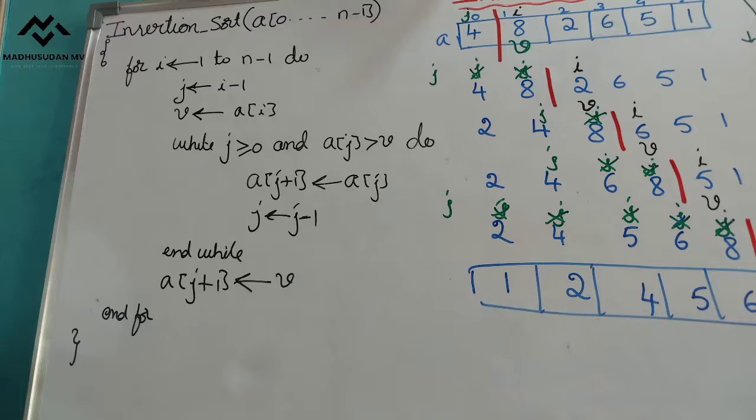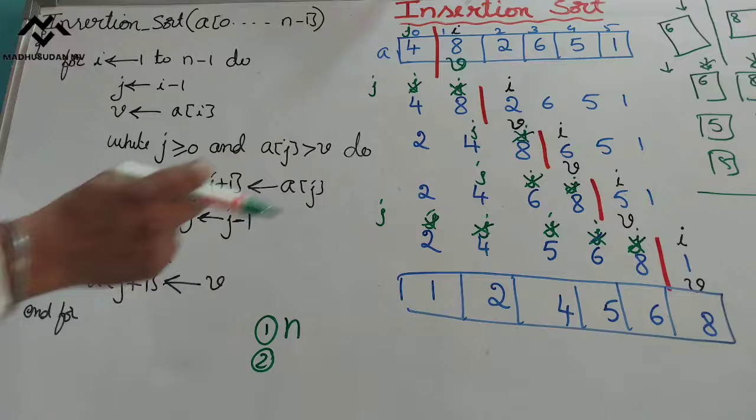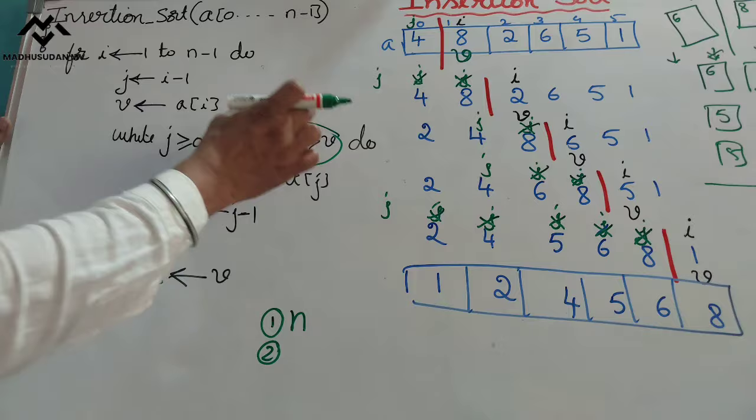Quickly coming to the analysis. For the first step, I will do the analysis. First step is what? Deciding the problem size. The number of elements to be sorted is the problem size N. So, second step is what? Identifying the basic operation. Here, which is the basic operation? Based on whether the Jth element is greater than the value or not, we are sorting. So this will be the basic operation.